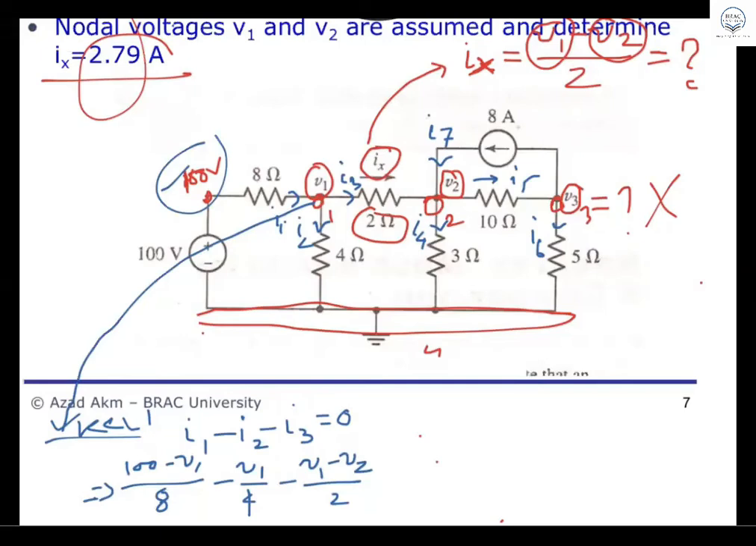Now let's come here: V1 minus V2. Only you need to understand this, it is important. Now let's come back to this point. This is equation number 1. You got it? Equation 1. Now equation 2 comes from here.